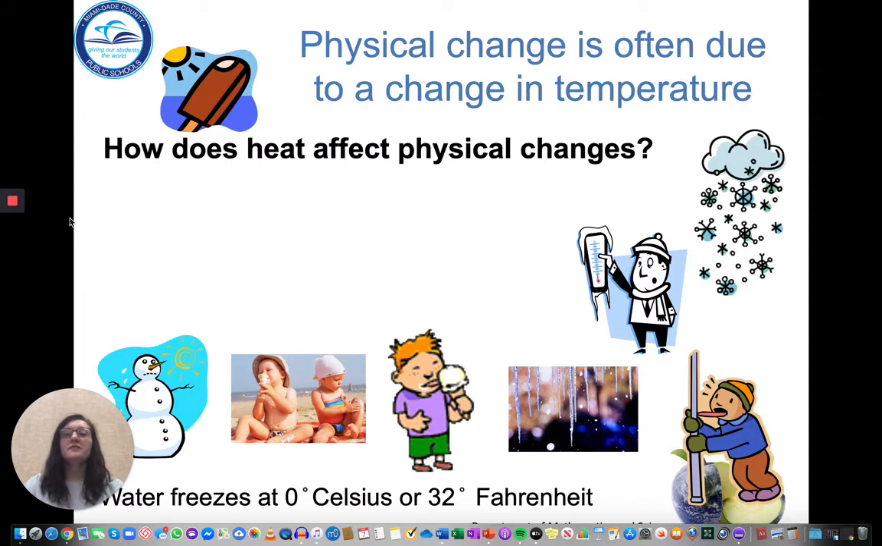All right, so physical change is often due to a change in temperature. How do you think that heat affects physical changes? I'll let you think about that for a second. How do you think heat can affect physical changes? You can use even the pictures down here to maybe help you come up with your answer.